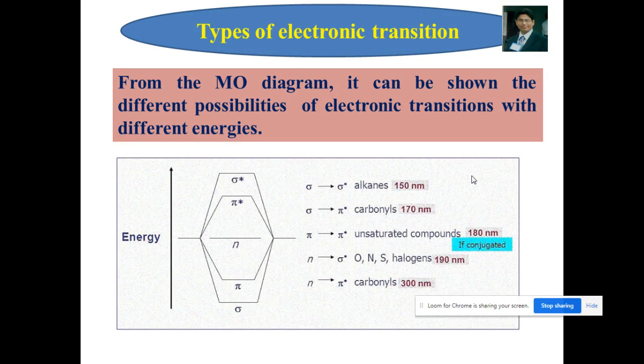There are different possibilities of electronic transitions: sigma to sigma star for alkanes, sigma to pi star for carbonyls, pi to pi star for unsaturated compounds, n to sigma star for oxygen, nitrogen, sulfur, halogen containing compounds, and n to pi star for carbonyl compounds.